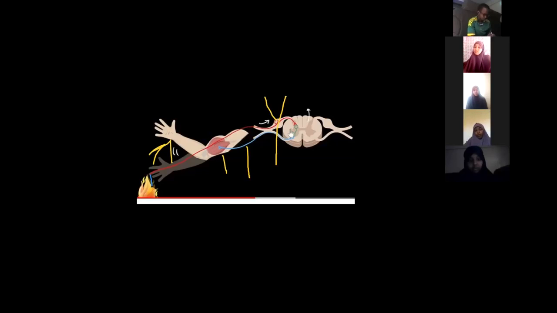So the whole of this part here is called a reflex act, the path followed by an impulse during a reflex action. So that is a good example of a simple reflex action.